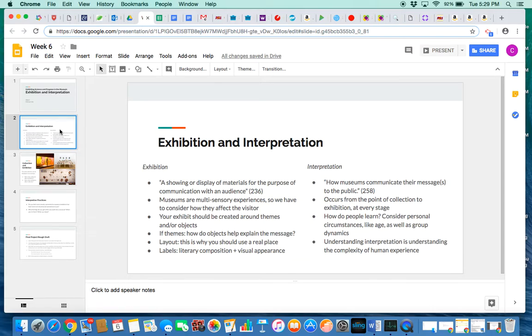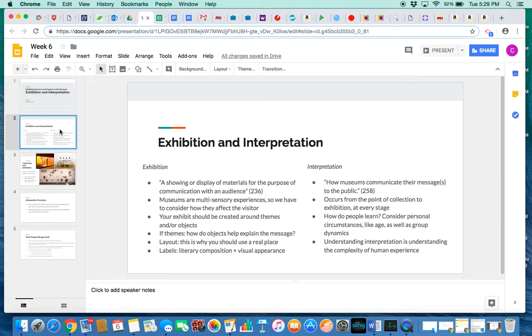So in comparison, when we talk about interpretation, right, we're talking about how museums communicate their messages to the public, right? So this is a broader process that takes place at pretty much every stage, right? You choosing to theme an exhibit a certain way, you choosing which objects go in the exhibit and which objects don't, you choosing how the exhibit is going to flow, how you feel like you should present information to the public. All of that is interpretation, right? It's all based on your interpretation as the curator in this relationship.